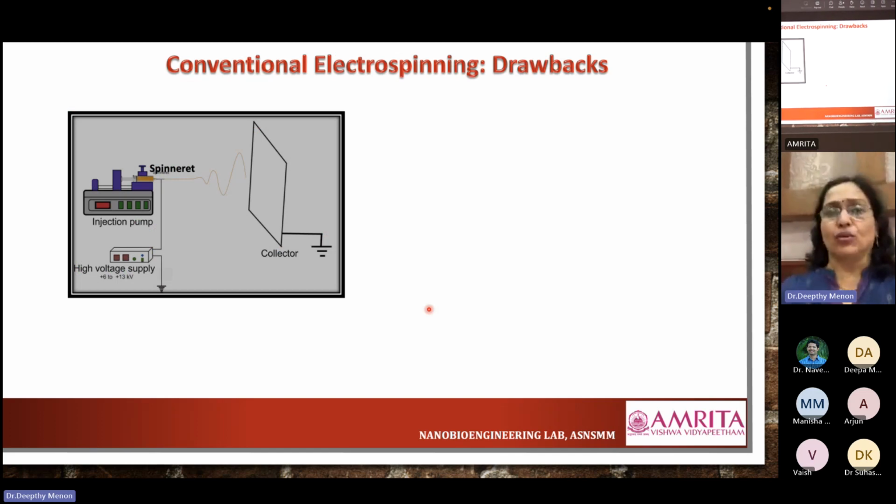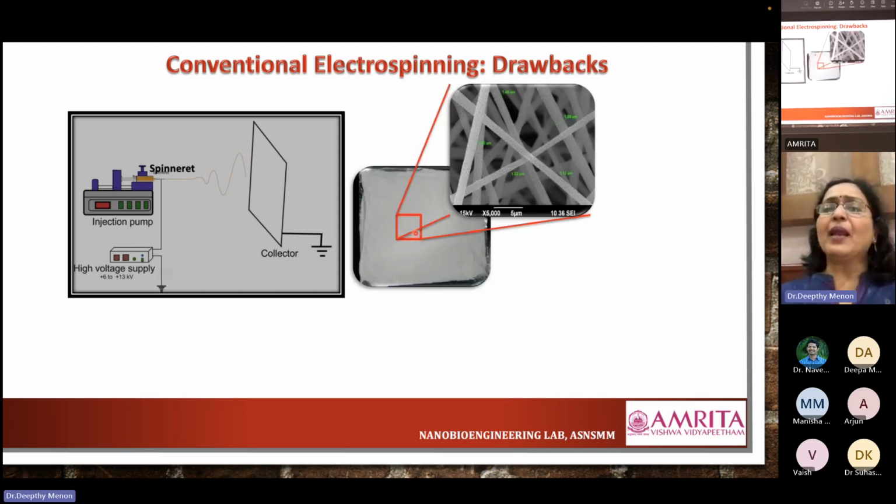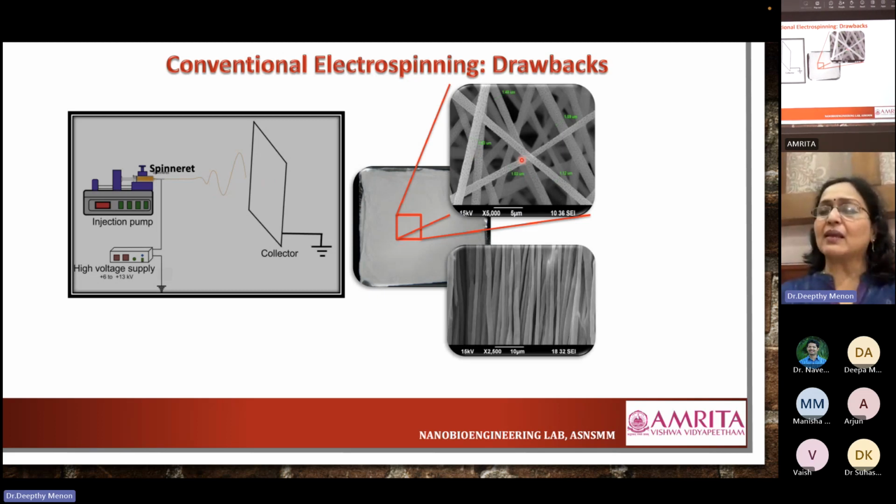I'm taking a detour here to talk about some difficulties with conventional electrospinning. Conventional electrospinning basically uses either a static collector, which is a flat collector, or you can replace that with a rotating collector. You can get a paper-like structure, which can either contain random fibers like this, or if you rotate it on a mandrel, you can get aligned fibers.